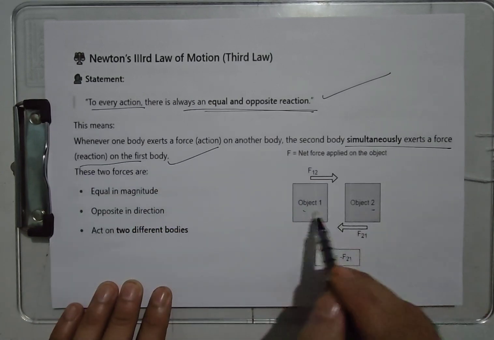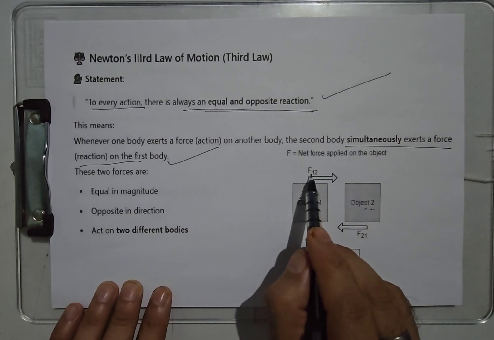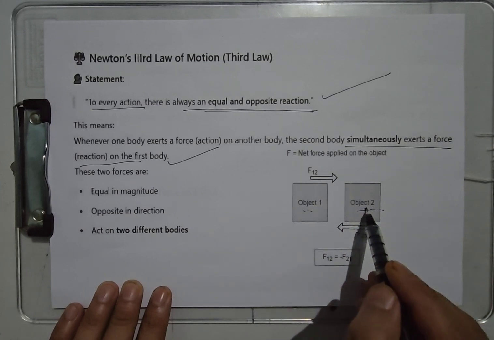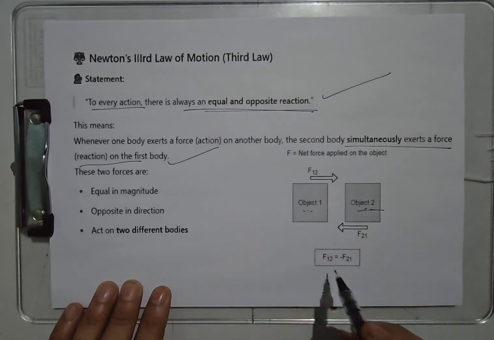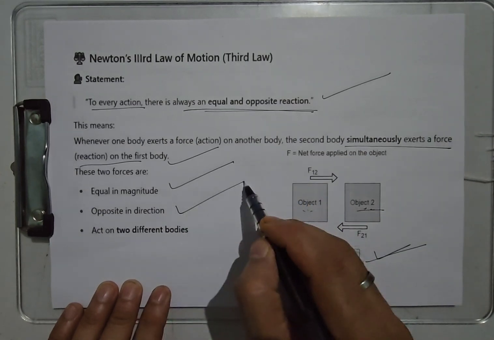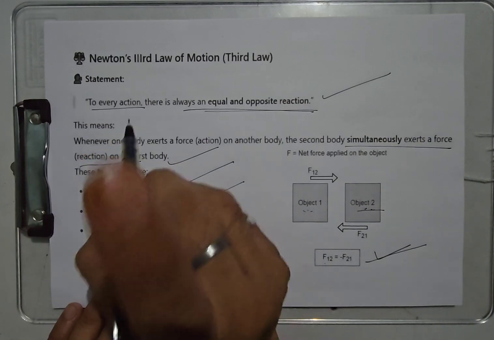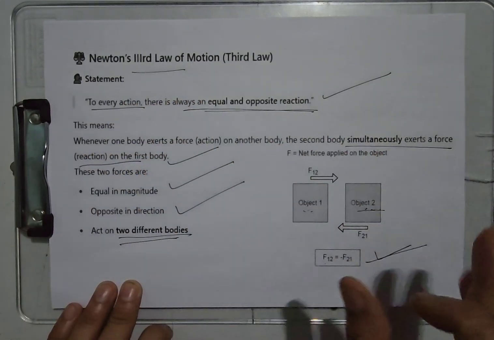As you can see here, there are two objects, object 1 and object 2, and object 1 is exerting force F12 on object 2. Similarly, object 2 exerts a force F21 back on object 1. So you can say F12 is equal to F21. The forces are equal in magnitude and opposite in direction, and they act on two different bodies. This is not possible with a single body. So for explaining Newton's third law, there must be at least two objects.